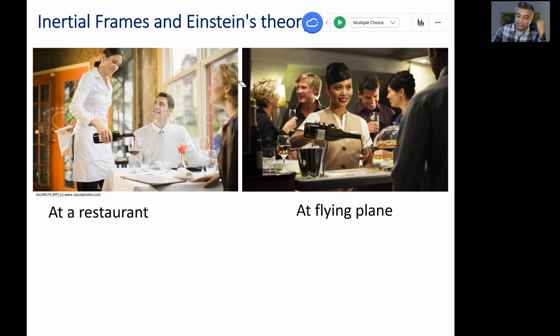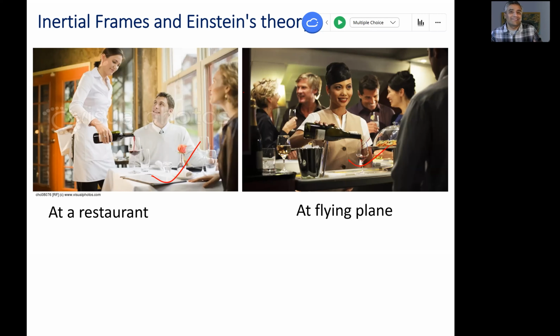Now, when a plane is flying, and you are being served just like you are in a restaurant, what happens? There isn't much difference. As long as the plane is flying at its top speed and the speed is not changing, there is no turbulence, that means it's moving with constant speed, okay? When the captain announces, like, now you can take off your seat belts and so on.